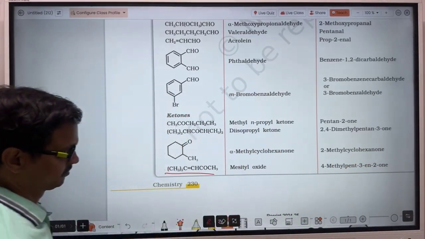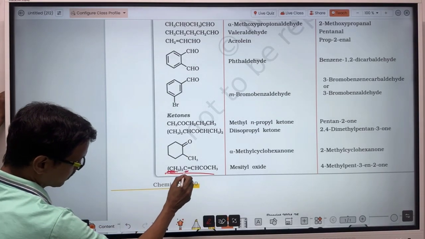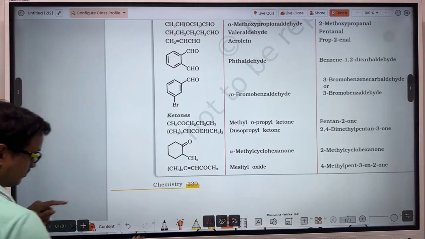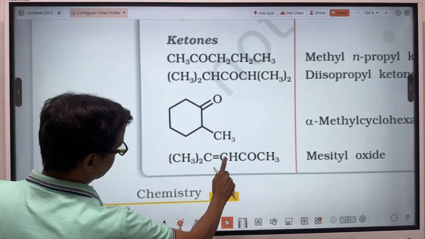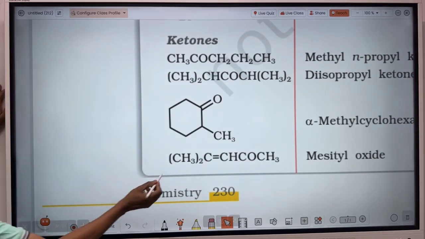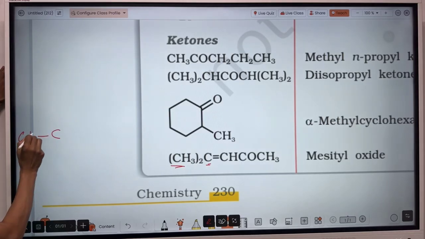In this compound here, draw the structure. Yes, carbon, and a methyl group is bonded to this carbon. So here carbon. Watch out for this compound. That means here there is a methyl group bonded to this carbon. So here carbon and methyl group.